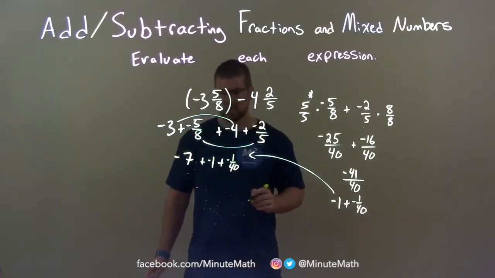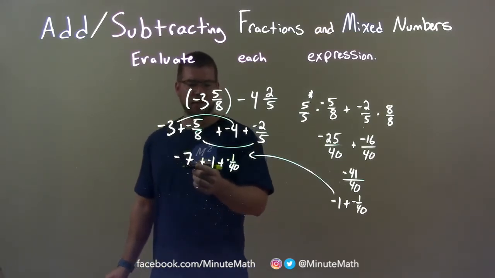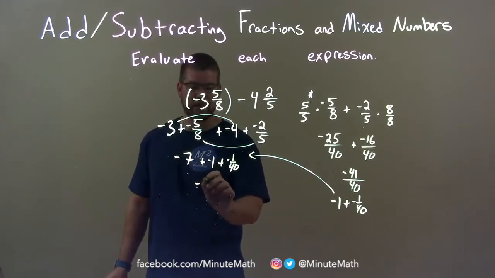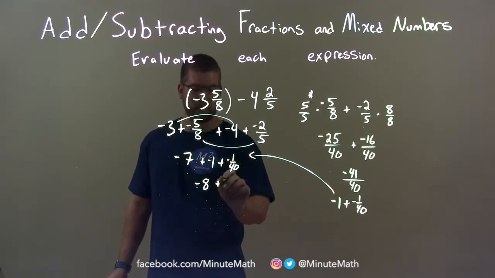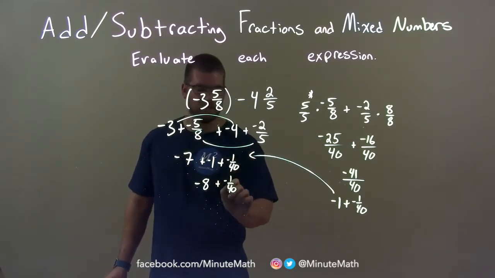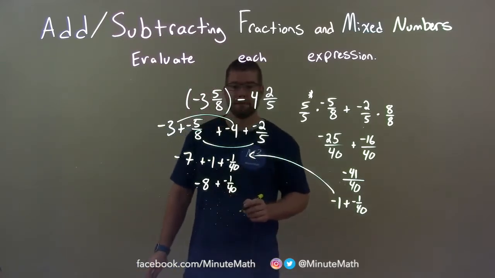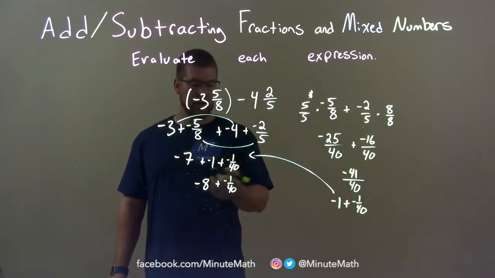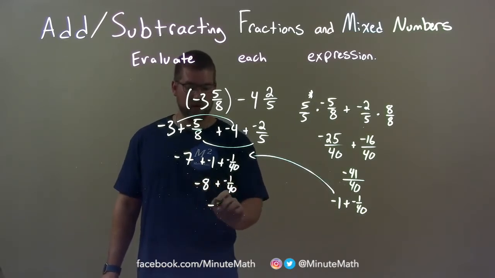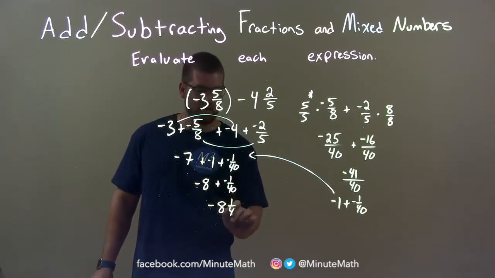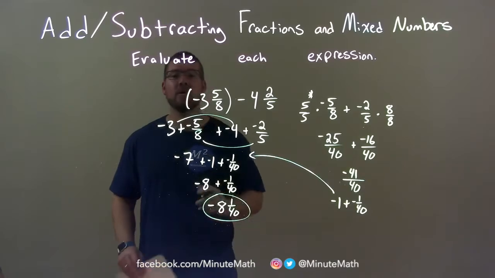All right. So now we have negative 7 plus a negative 1, which is a negative 8, okay? And then we bring down a negative 1 over 40, plus a negative 1 over 40, right there, okay? And now, they're both negative, so we can combine these two and write it as one number easily, negative 8 and 1 over 40. And that's our final answer.